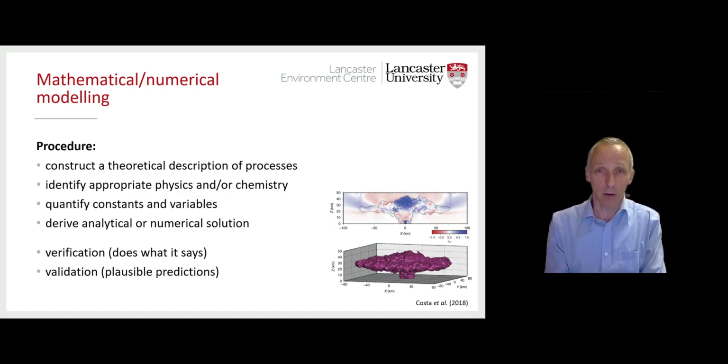To carry out a modelling approach, we need to start with some theoretical description of the overall process that we're trying to represent. So from that, we can then estimate what appropriate physics or chemistry is involved and describe these interactions through equations. We'd normally need to quantify some constants within these equations, so for example, material properties that we can measure in the field or in the laboratory. Running the model then results in a solution to these equations, and this represents the model output.